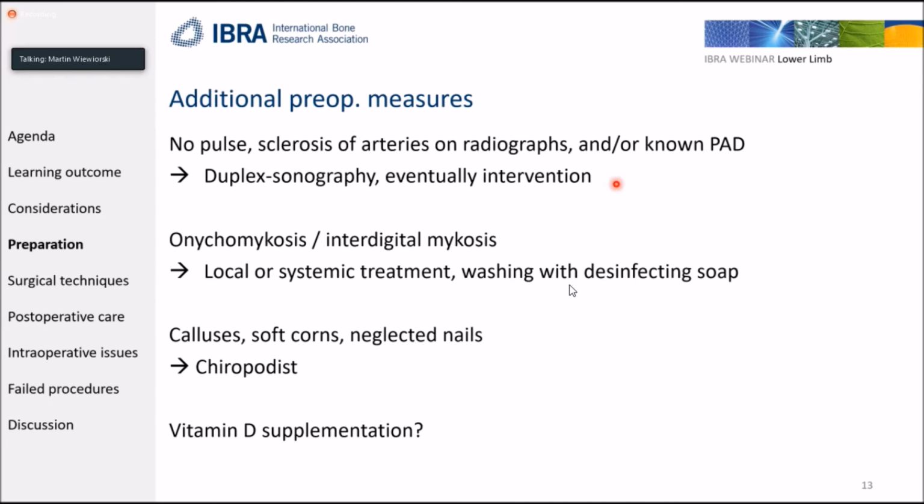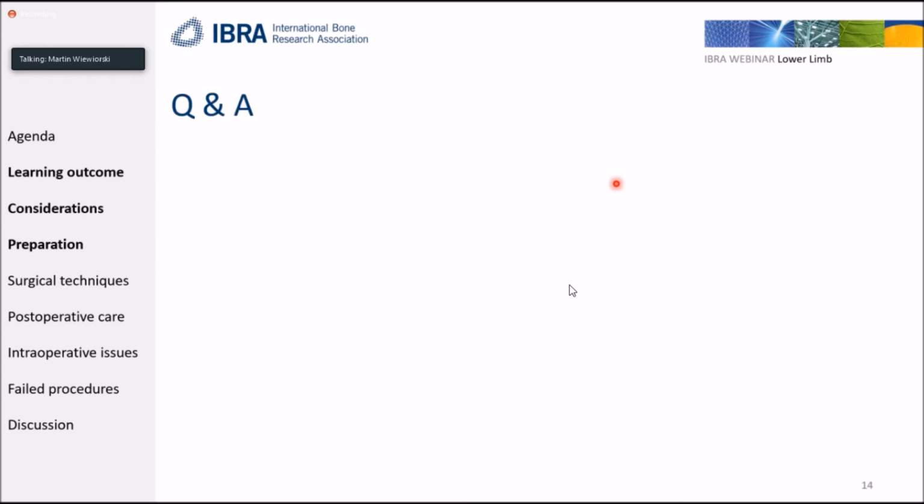I don't know what you're doing. Normal Hallux Valgus surgery, I usually don't check the vitamin D levels, but if you can do this. I usually, without checking the level, just put the patients on vitamin D before and 3 months after surgery. So this is the first part.